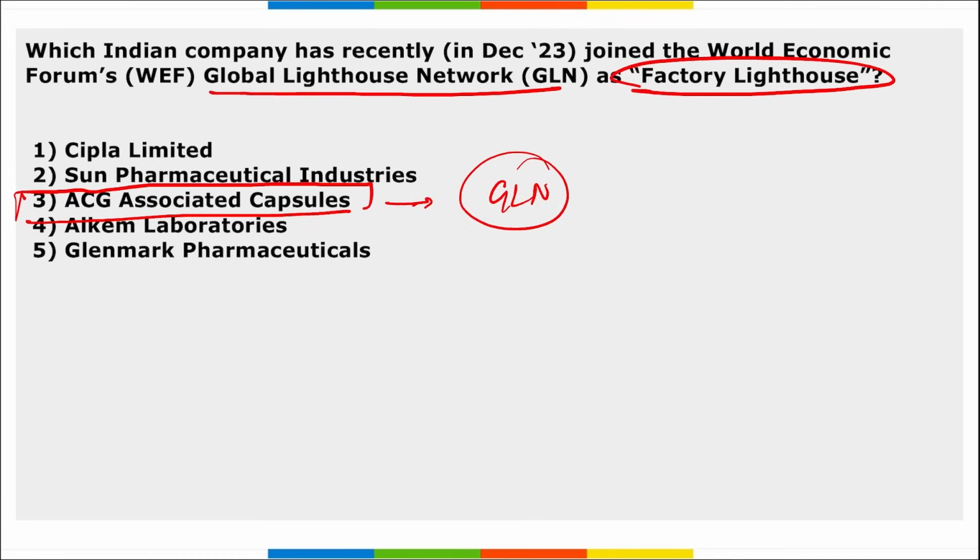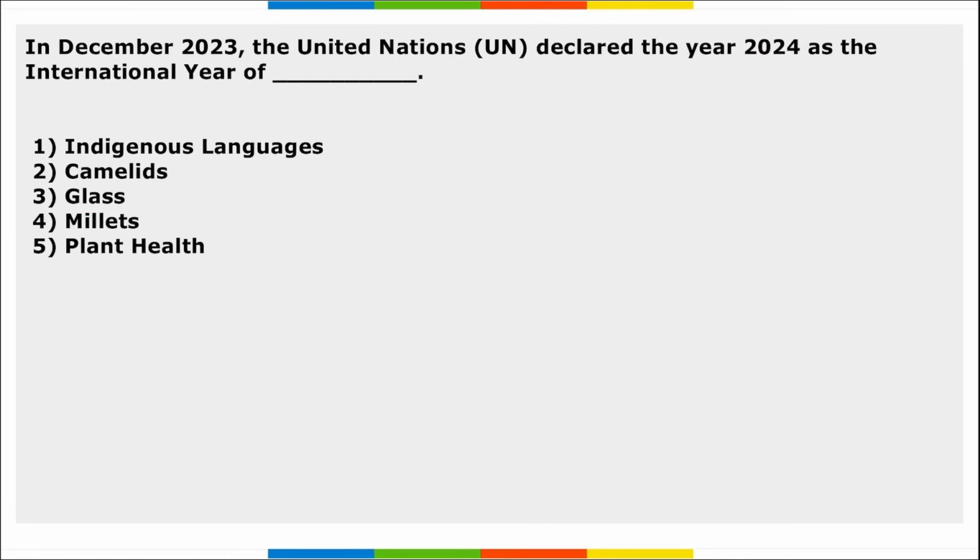Right? Next, in December, UN declared the year 2024 as the International Year of the Camelids. Correct? Take a note of this. And FAO is the lead agency for celebrating this year.